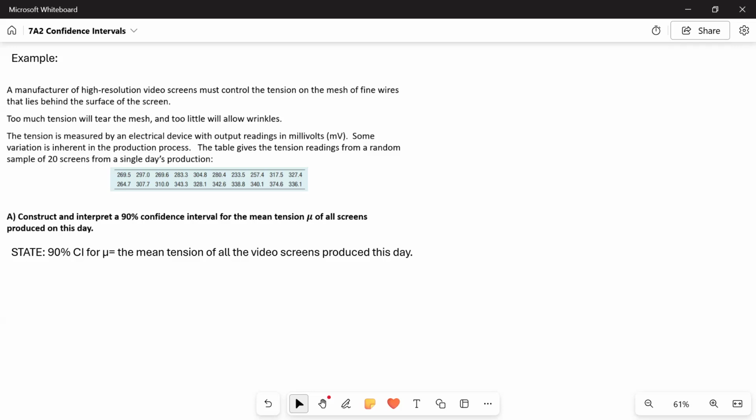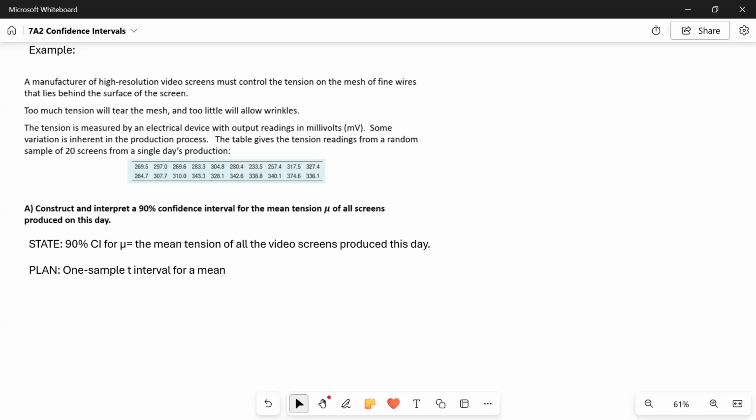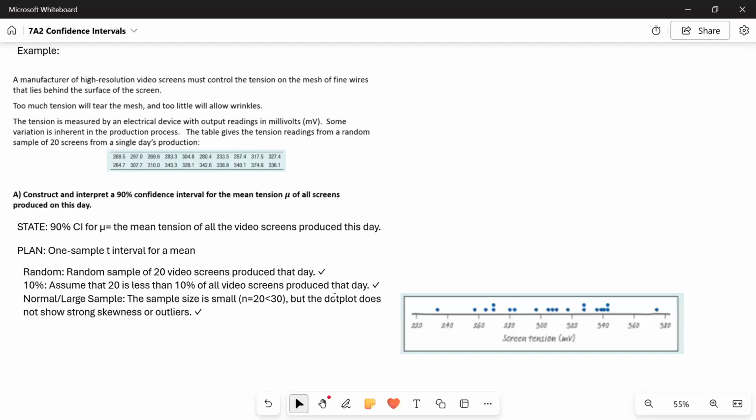The next thing we want to do is the plan step. So we're going to check the conditions, but before we check the conditions, we have to state what we are checking the conditions for. So we're doing a one sample t interval for a mean, which again, we're going to check the random, 10%, and normal/large sample conditions. So we have the random condition: it was a random sample of 20 video screens produced that day.